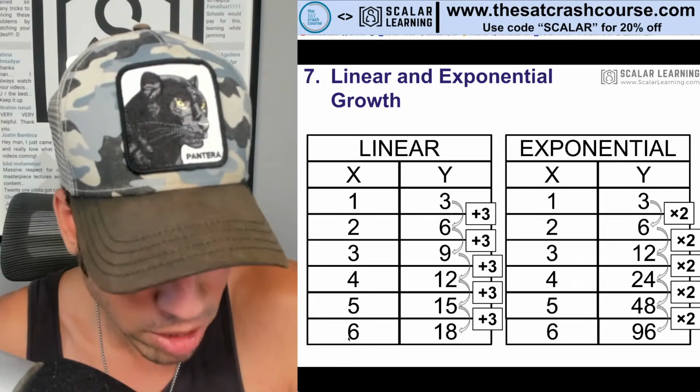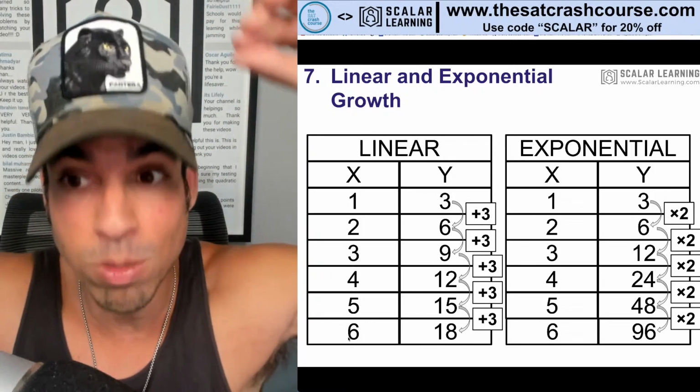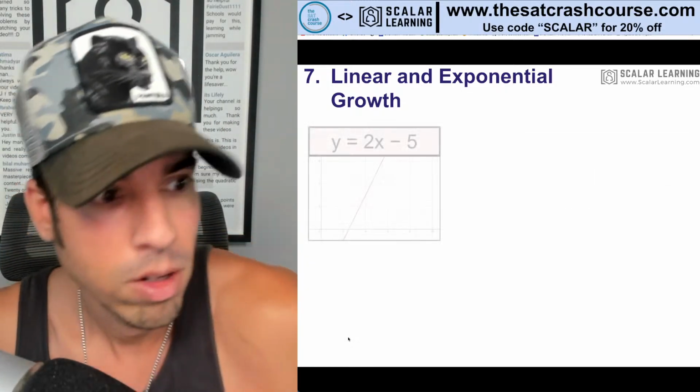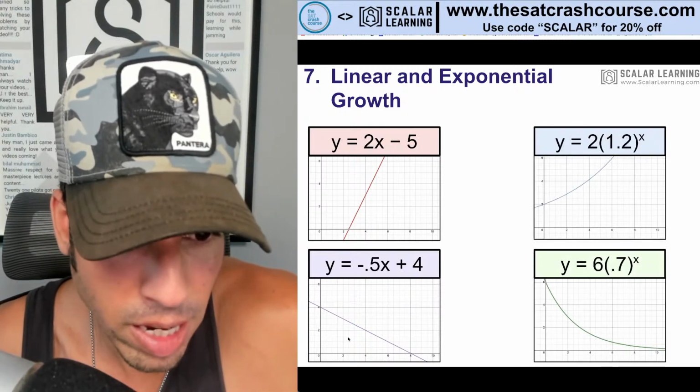That's the distinguishing factor. Now it could be multiplying by 1.01. It could be multiplying by a small multiplier. That doesn't mean it's not exponential. Still exponential. Linear growth would be that nice line. Exponential would be that nice curve.